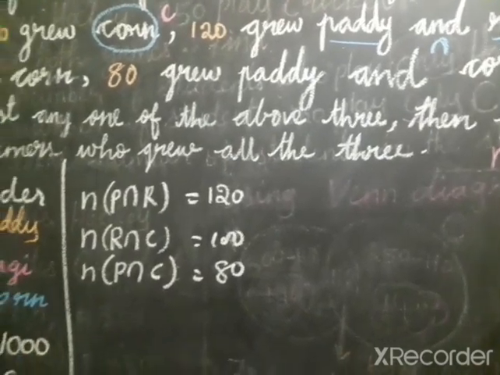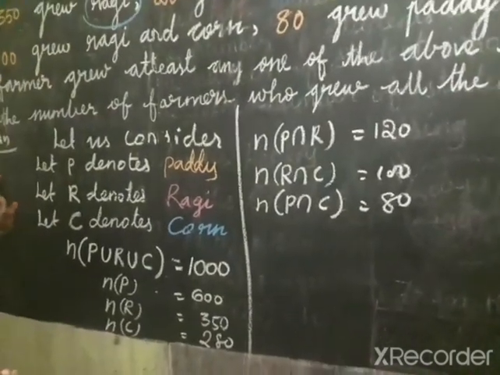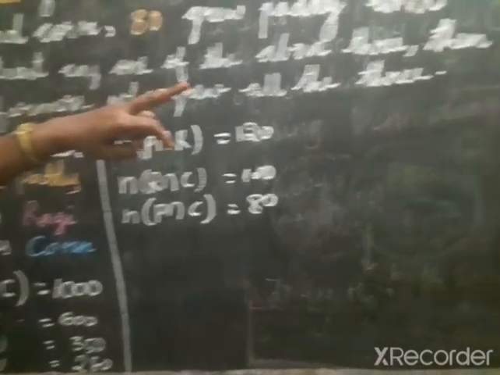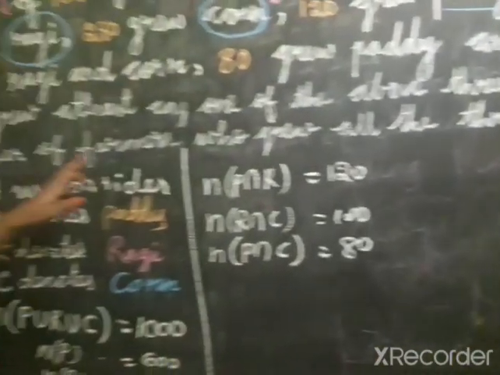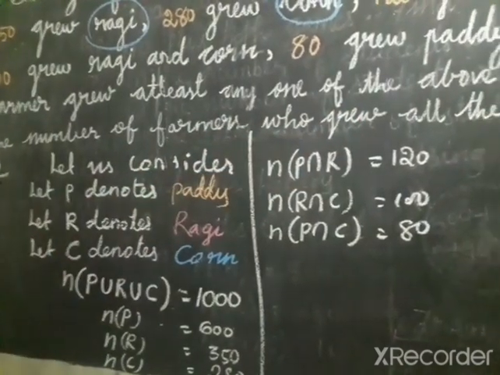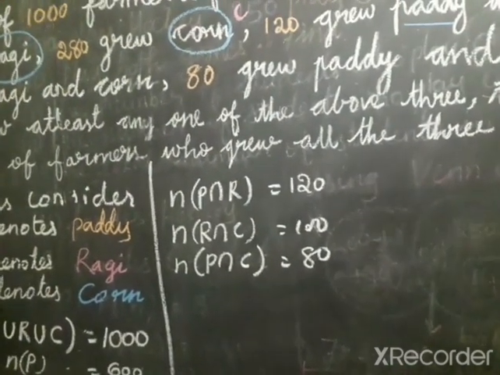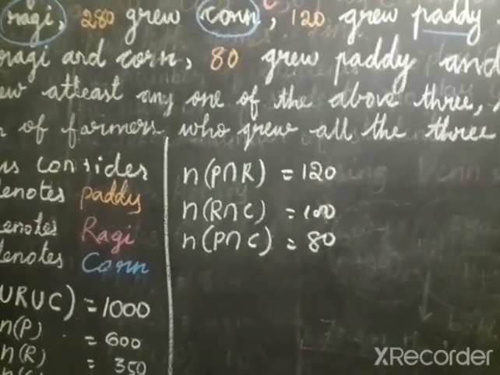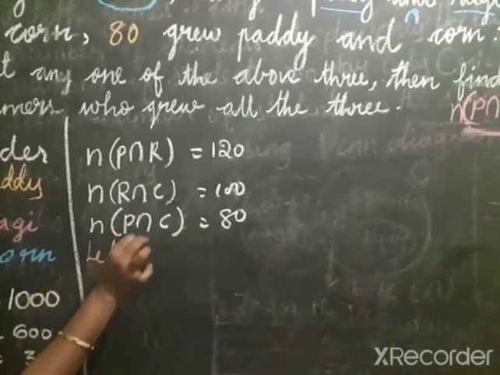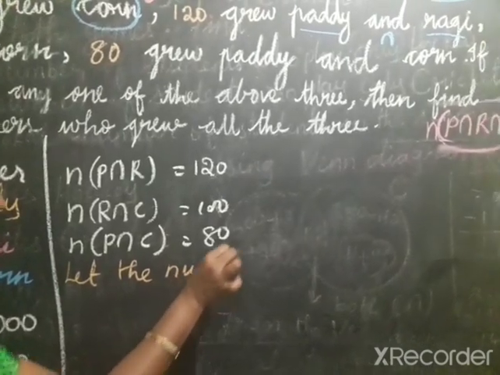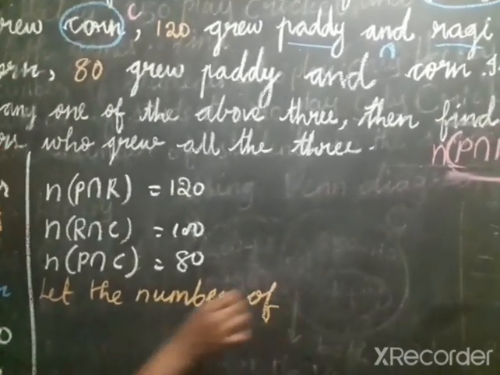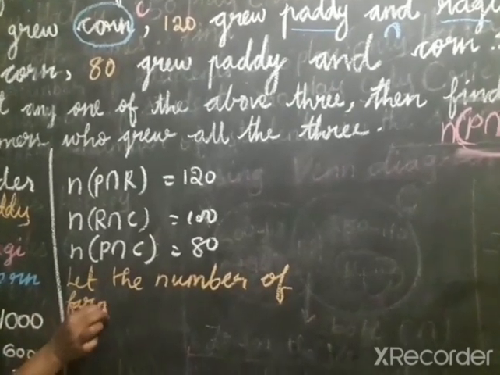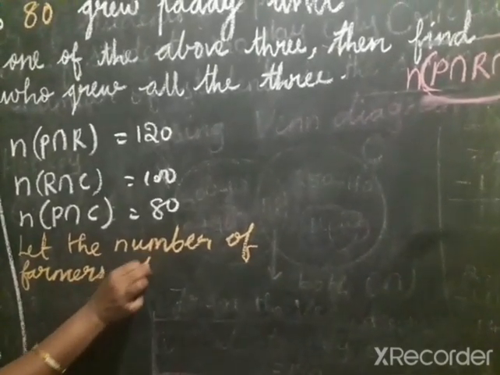All of this is given, and we have to write it down. Next, what is our aim? We have to find out, see the last line, the number of farmers who grew all the three, that is n of P intersection R intersection C. So we write: let the number of farmers who grew all the three.